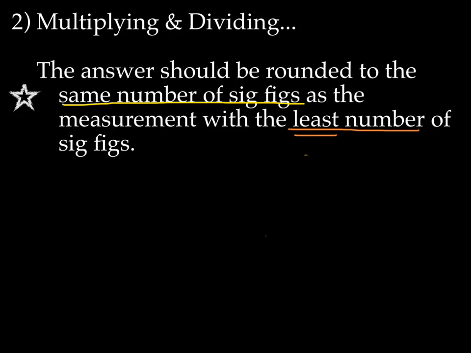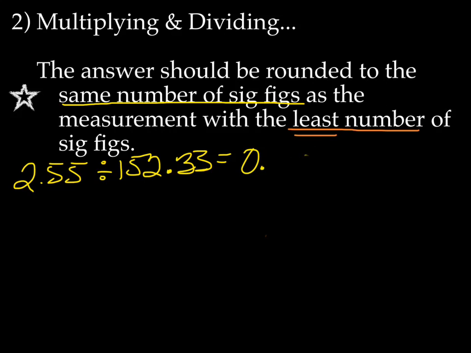Let's try a division problem next. Let's divide 2.55 by 152.33. And again, if you could go ahead and put that in your calculator, make sure we agree on the answer. My calculator gave me an answer with a whole lot of digits. I got 0.016739972. Okay, my answer has a whole lot more digits in it than either one of the original numbers.